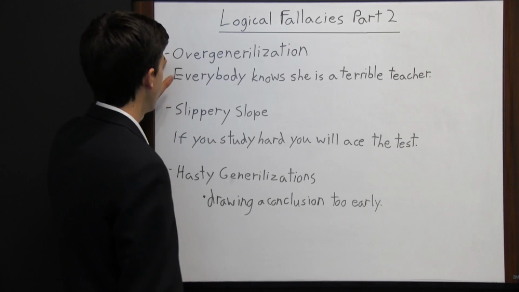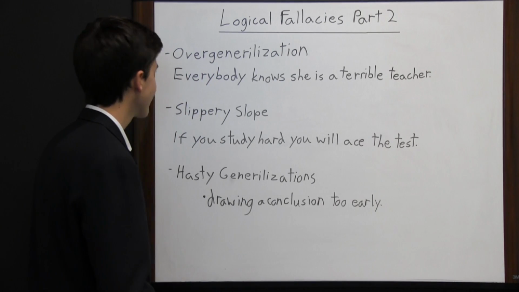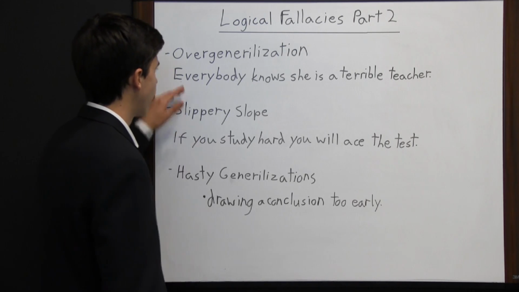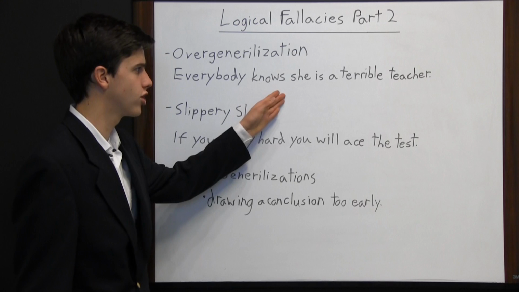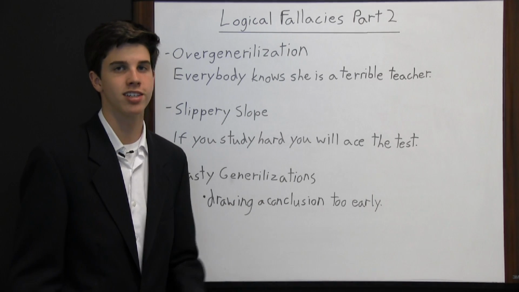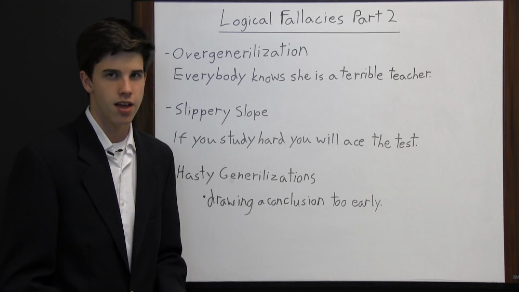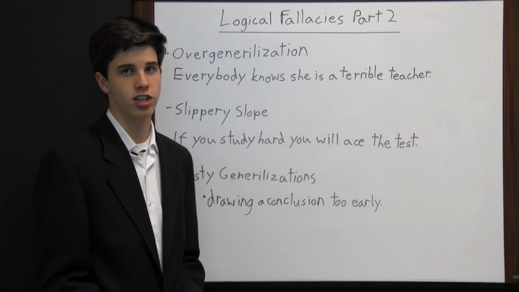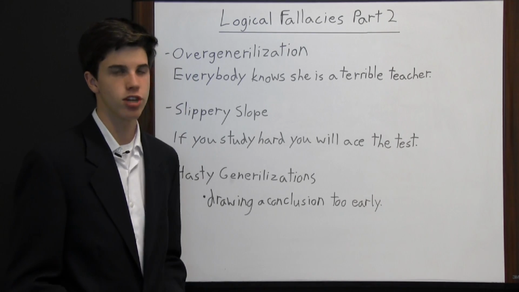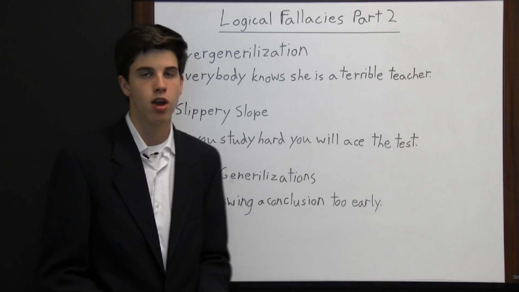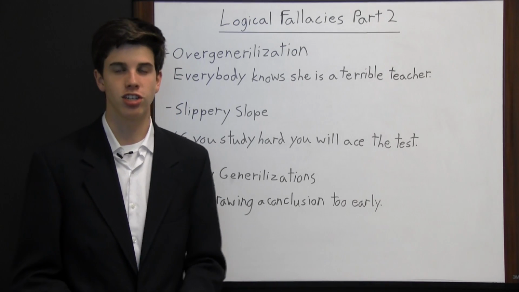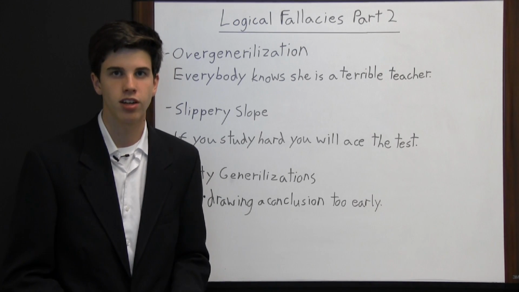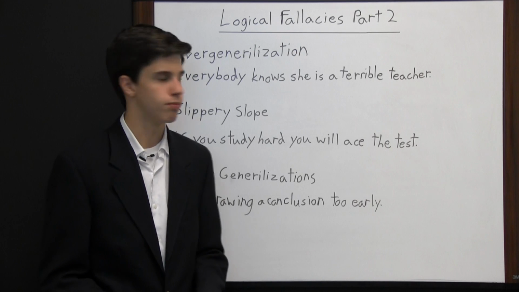The first is the overgeneralization tactic. Take this sentence, for example. Everybody knows she is a terrible teacher. This is an overgeneralization because everyone does not believe she is a terrible teacher. Probably many people believe she is a terrible teacher, but not everyone. So a writer may use this tactic when they don't have a good argument, and so they use large generalizations or exaggerations to make their argument look good.